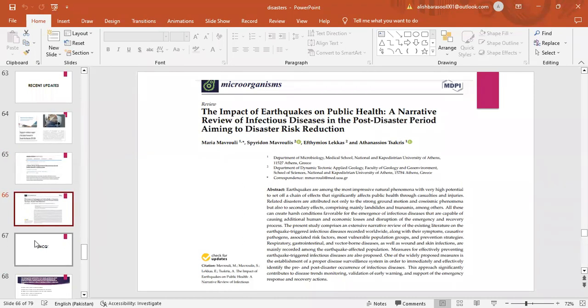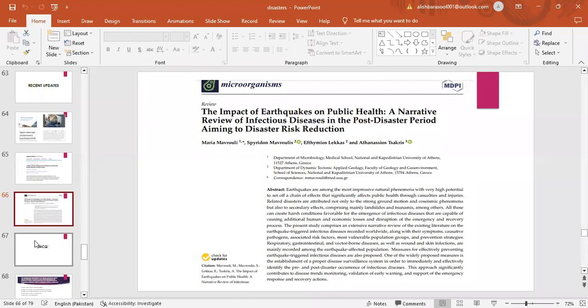The present study comprises an extensive narrative review of the existing literature on earthquake-triggered infectious diseases recorded worldwide, along with their symptoms and causative agents. Respiratory, gastrointestinal, vector-borne diseases, as well as wound and skin infections are mainly recorded among the earthquake-affected population. Measures for effectively preventing earthquake-triggered infectious diseases are also proposed.